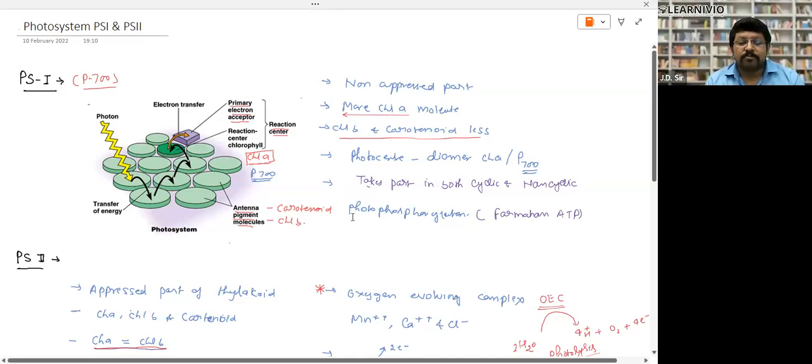And they are responsible for photophosphorylation. Photophosphorylation is a technical term. The meaning of photophosphorylation is formation of ATP. Is that clear?